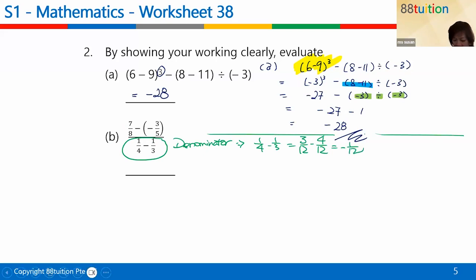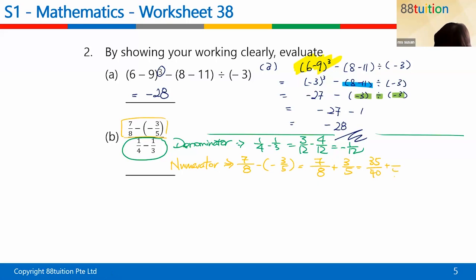Okay, and then what I'm going to do for the numerator. Okay, so for numerator, I'm going to work it out first. I have 7/8 minus a negative of 3/5. Okay, so with 7/8 minus a negative 3/5, I actually have a 7/8 plus the 3/5. Then I change it to 35 out of 40 and 24 out of 40, which I get 59 out of 40.